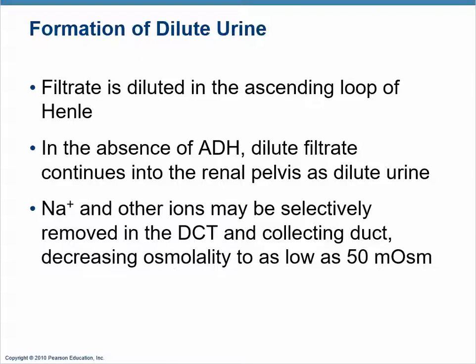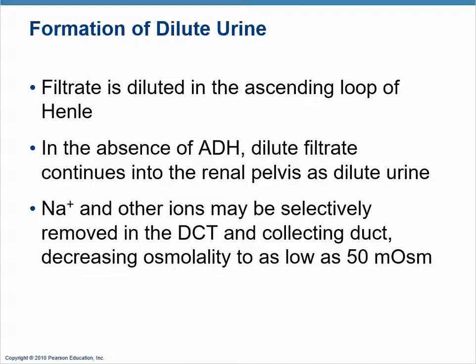Now, when we go back to the tubules in the loop of Henle, by taking the sodium out in the ascending limb, what's left is fairly dilute filtrate. And then that's what enters the distal convoluted tubule.